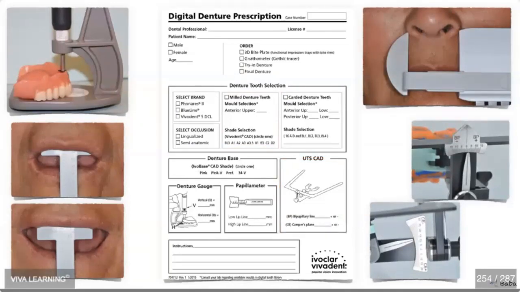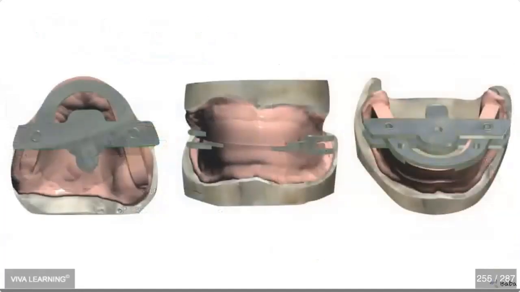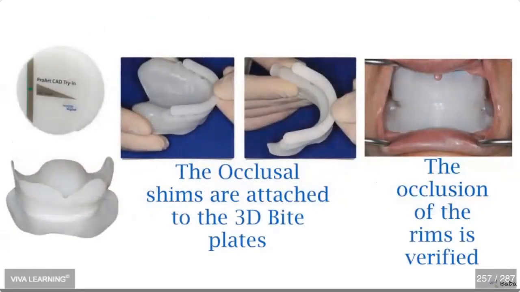Now, once you have all of these, you're going to send them to the lab technician, and he's going to enter this data on his computer, and this is going to align the maxillary and mandibular casts exactly how you have them in the mouth. Now, at that stage, the virtual base plate wax rims are fabricated, and you notice there's also a place for the gnatometer. Now, you get the occlusal 3D bite plates.